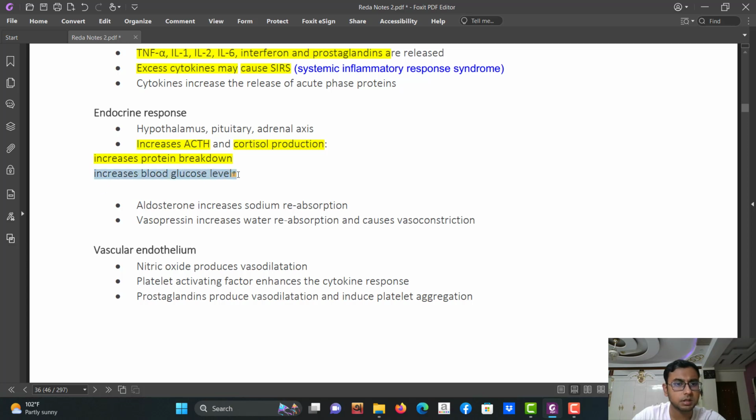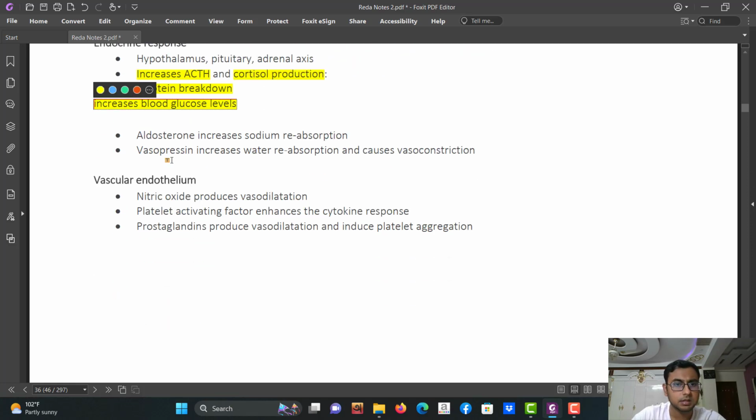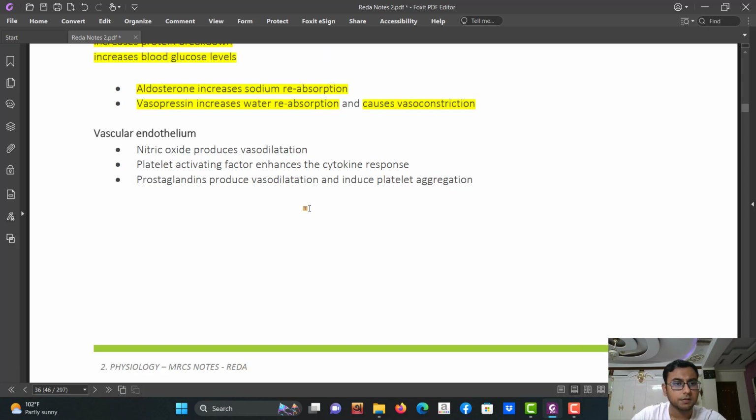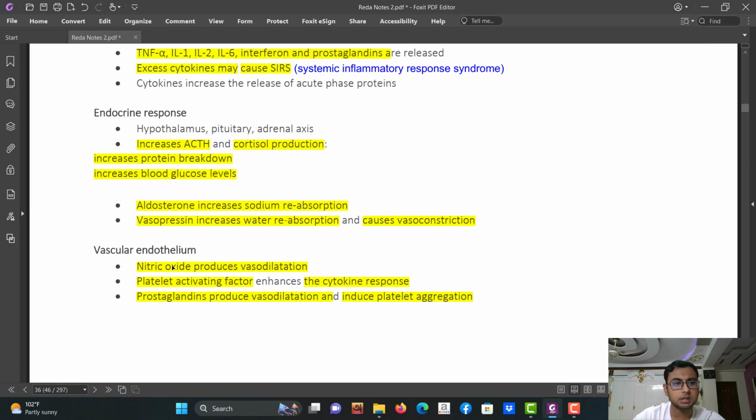So increased blood glucose level is due to increased glucagon or increased glycogenolysis. And there are some other hormones: aldosterone increases sodium reabsorption, and vasopressin increases water reabsorption and causes vasoconstriction. Now the vascular endothelium, that is nitric oxide, produces vasodilation. So what happens in the blood vessel is peripheral vasodilation by nitric oxide. Then platelet activating factor enhances the cytokine response, and prostaglandin produces vasodilation and induces platelet aggregation. So these all happen in the vascular endothelium.